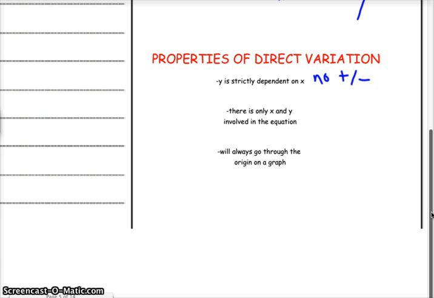Here's how you can quickly tell if it represents a proportional relationship. You can quickly tell if there's only x and y in an equation. If there's only x and y, that means y varies directly with x. And if y varies directly with x, you have this. Y is equal to something times x. It's always going to go through the origin. Always. Because it's the plus 0.